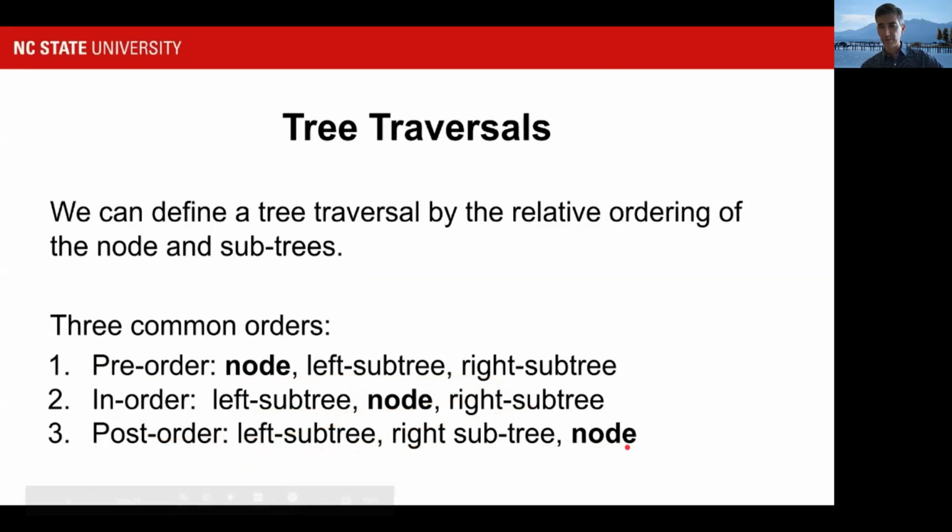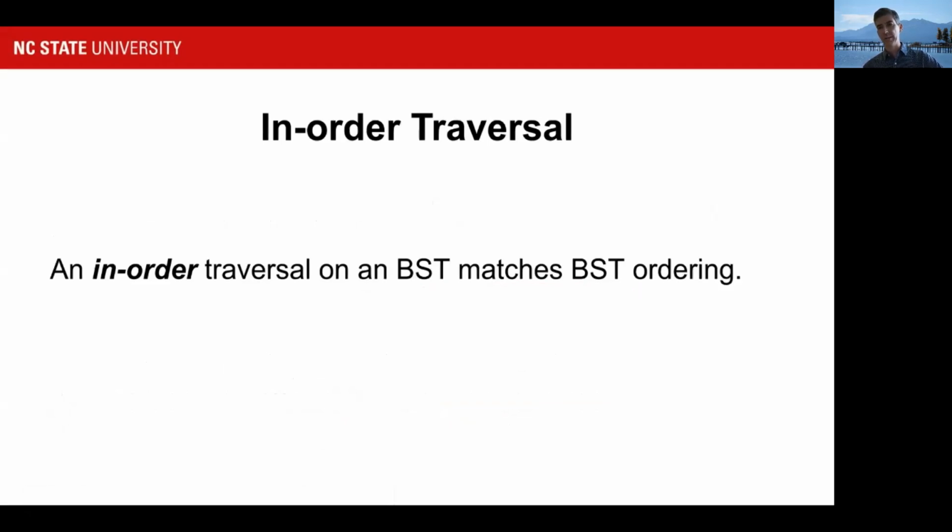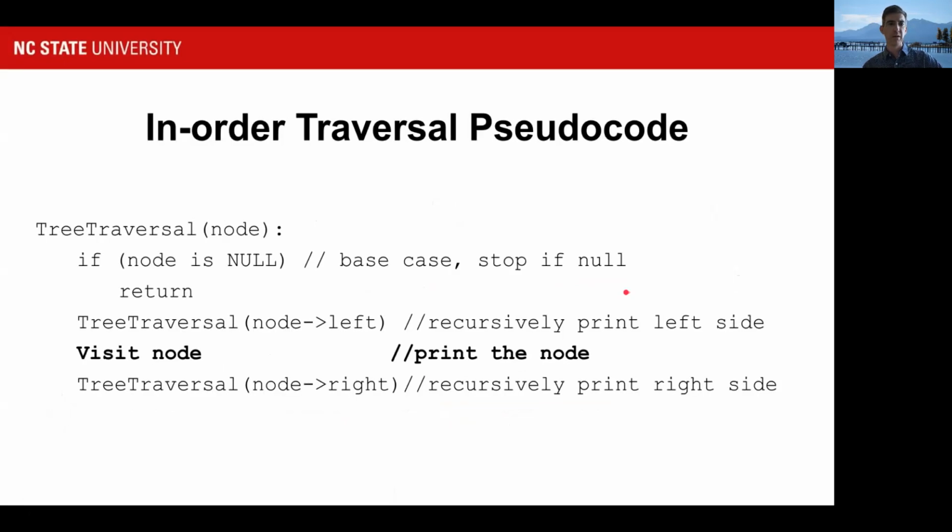And these three traversals have different uses and different scenarios where they're very practical. Right now, we're really only going to focus on one of them, the in-order traversal. The in-order traversal on a BST matches the BST ordering. It will print out the nodes according to their order in the binary search tree. And that's what we want. We want to know the order of the set, so we want to know the BST order.